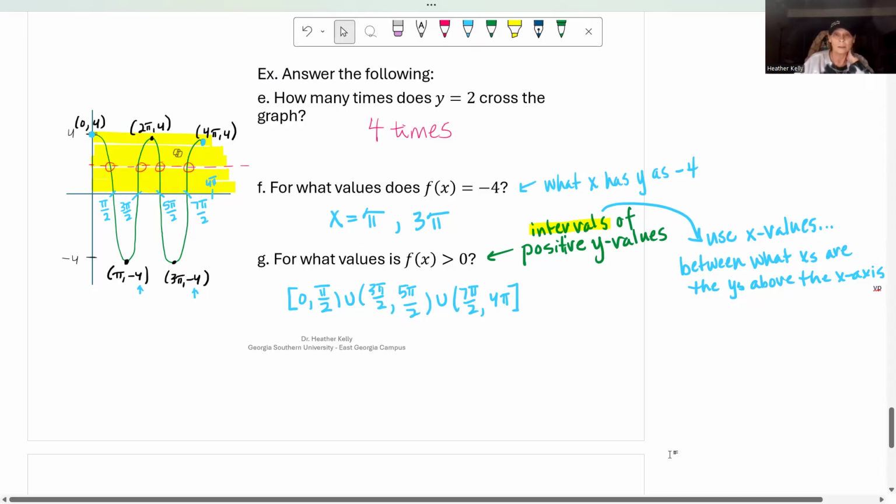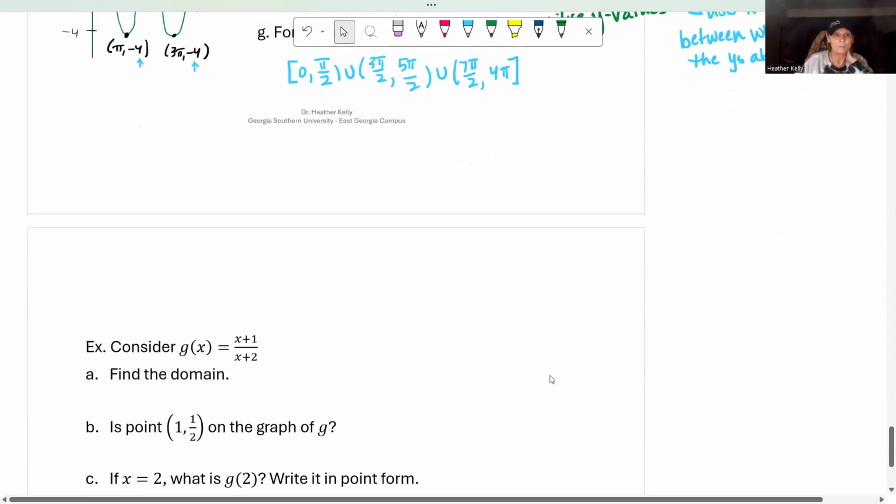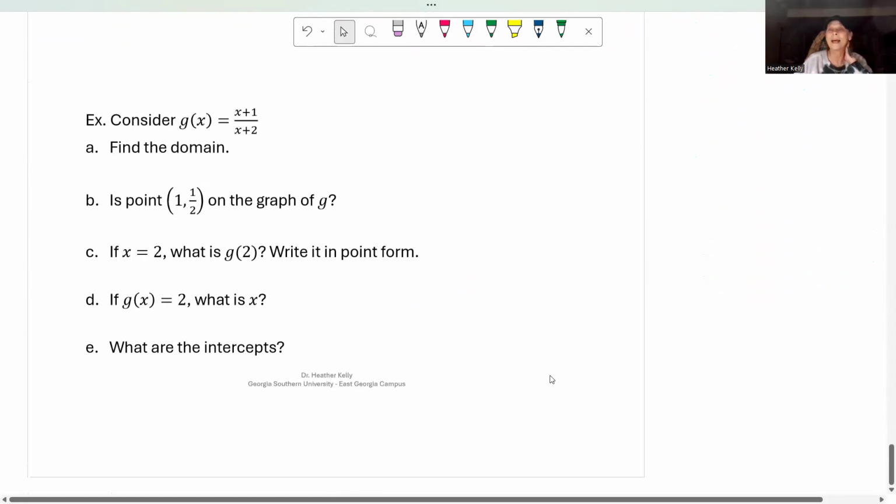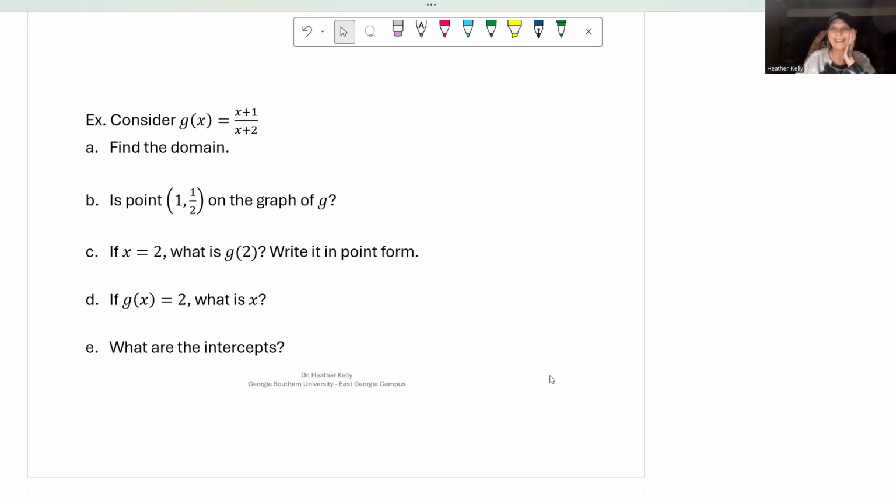All right, let's see where we are now. Oh, it's the last one. Are you as happy as I am? Okay, let's do it. Hopefully, I don't have to pause and I don't mess anything up. Let's finish this one up.